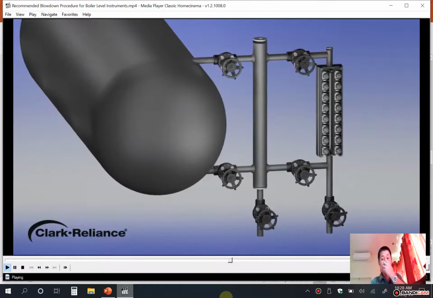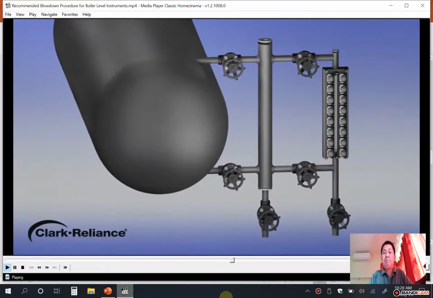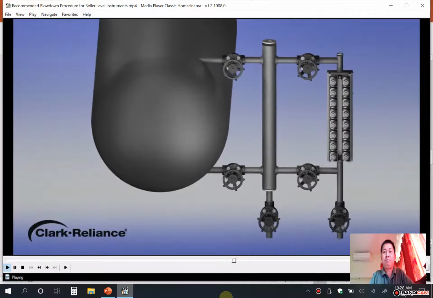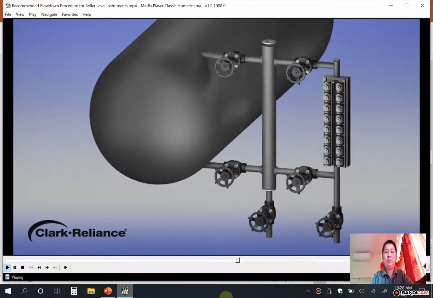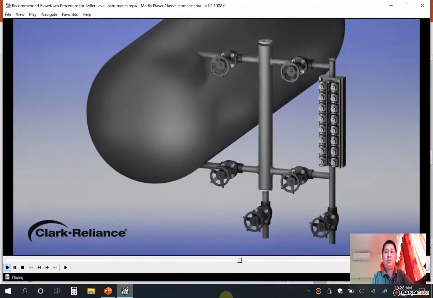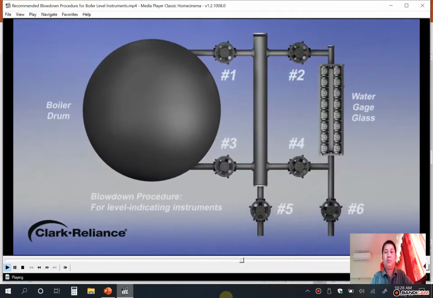We will now describe the recommended procedure for blowing down water level indicating instruments on a power boiler that's been constructed to meet the requirements of the ASME Boiler and Pressure Vessel Code. Please note, isolation valves between the drum and the water column, number 1 and number 3, are optional by code.